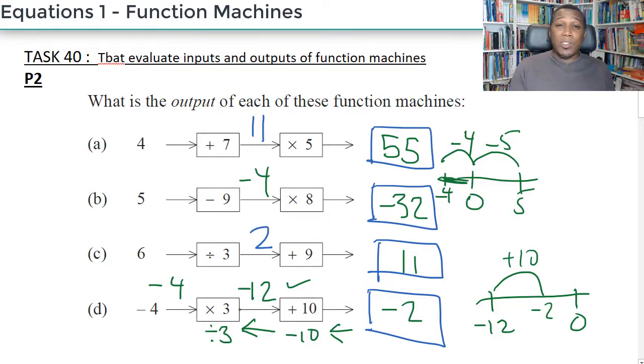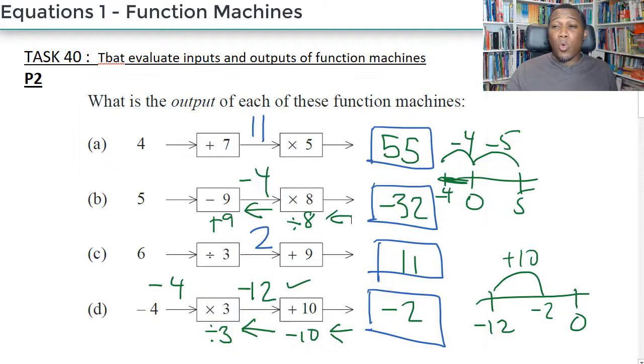And when you're going backwards, in other words, if you have the output and you want to find the input, you need to do inverse operations. If I look at B, instead of multiplying by 8, you would divide by 8. That's going backwards to check, and instead of taking away 9, you would add 9. So check, check, check. Minus 32 divided by 8 will give me minus 4. And minus 4 plus 9 will give me 5. So I'm doing those checks. Are you doing those checks?